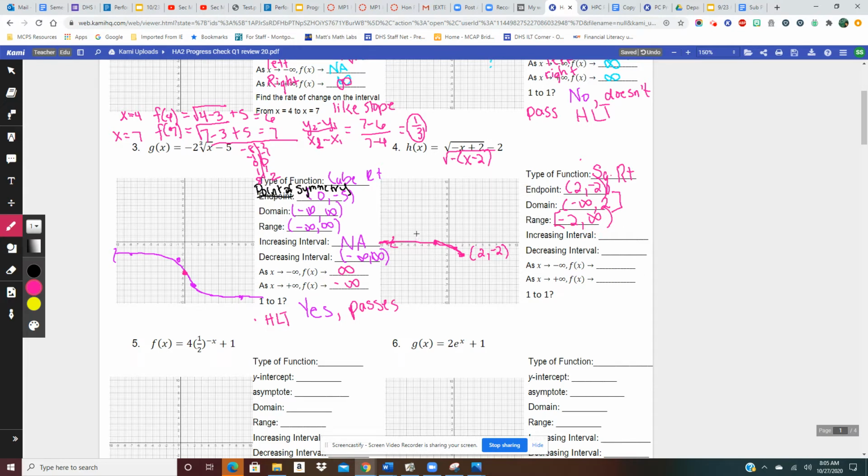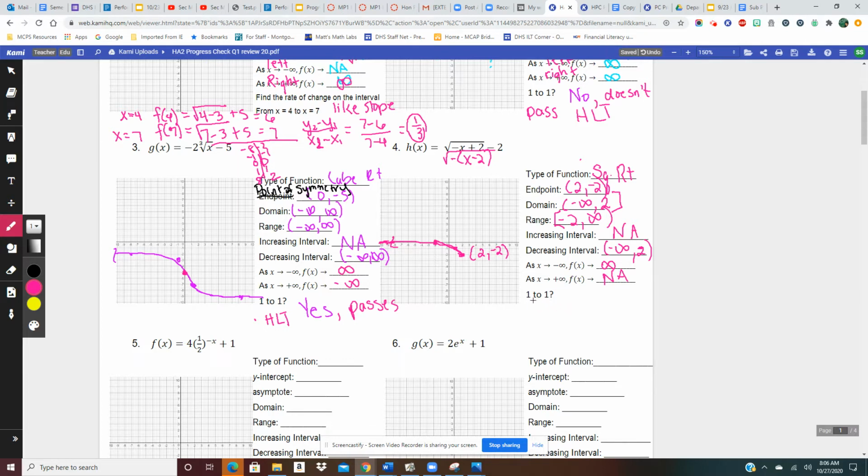All right, is this increasing? Again, left to right, it goes down. So I'm going to write NA for increasing because it's decreasing. So decreasing from the domain, negative infinity to 2. All right, so as I go to the left, it's going up. So it's going to go to infinity. As I go to the right, it doesn't keep going. So I'm going to write NA. So it does not keep going right.